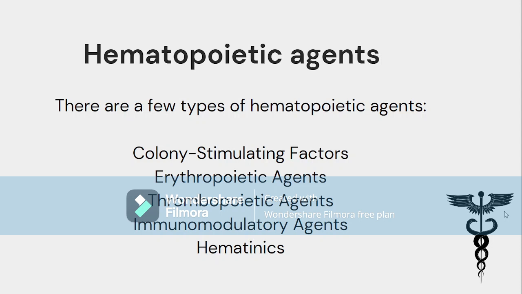So, it is important to remember that hematopoietic agents should be used under the guidance of a healthcare professional, as they can have side effects and need careful monitoring.